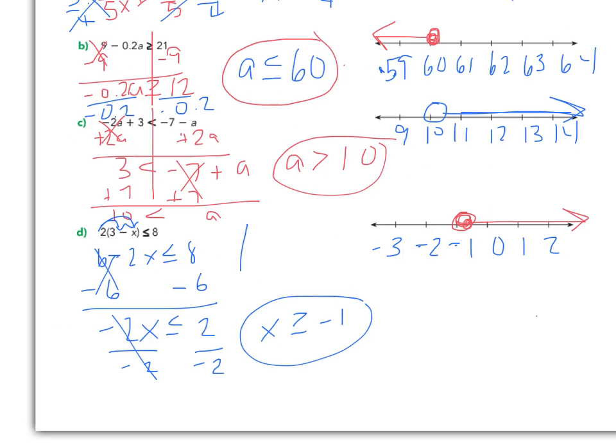Okay, so 2 times 3 is 6. 2 times negative x is negative 2x is less than or equal to 8. Subtract 6 from both sides, and we get negative 2x is less than or equal to 2. Undo multiplication with division. We need to divide both sides by negative 2. Since we're multiplying or dividing an inequality by a negative, we have to flip the sign. So instead of less than or equal to, we change it to greater than or equal to. And 2 divided by negative 2 is negative 1. So that's a closed circle at negative 1, shaded to the right.